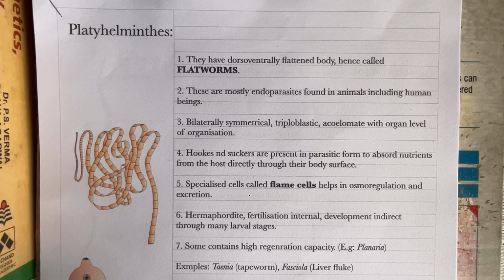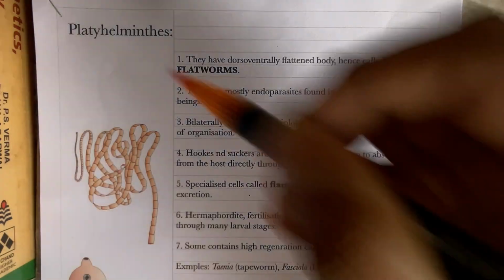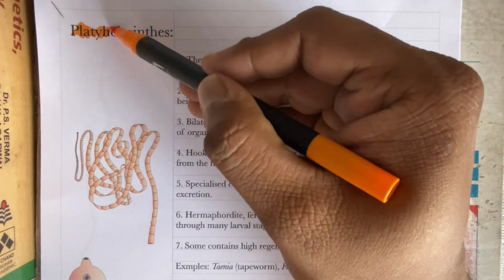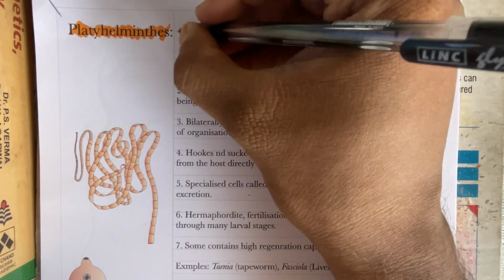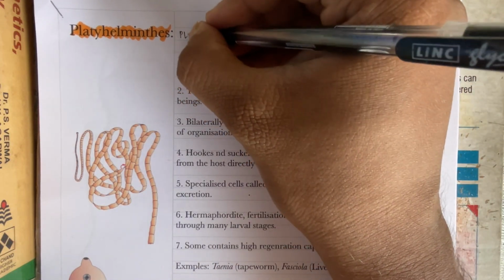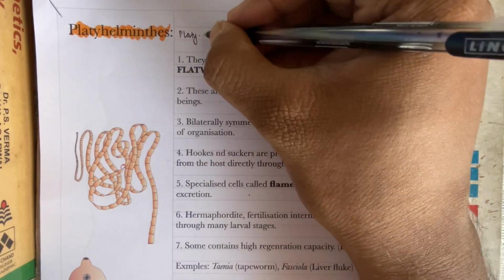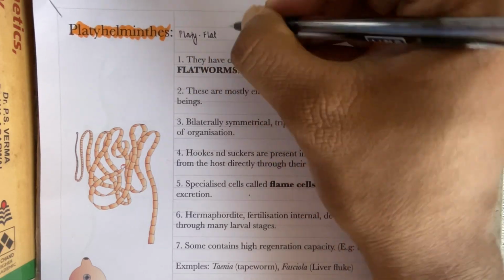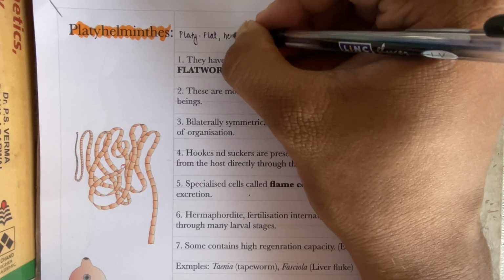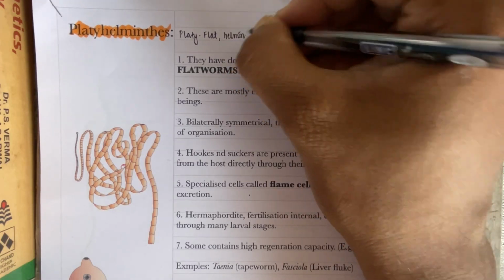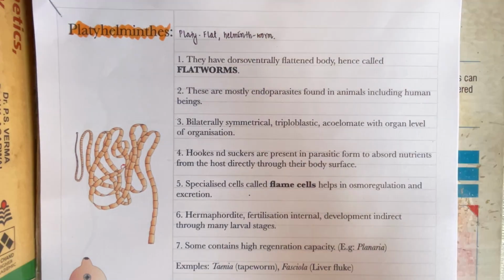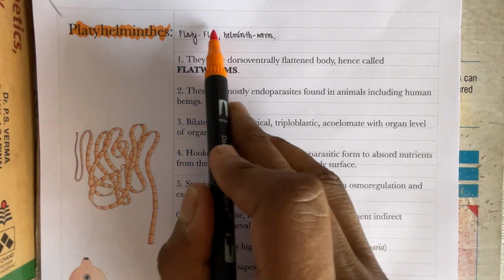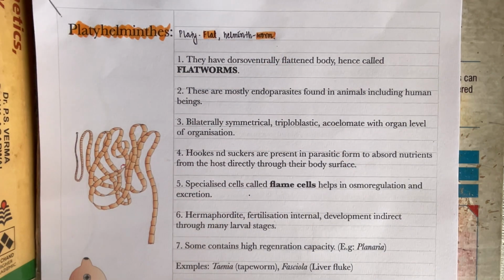So in today's video we will discuss the next phylum of the animal kingdom, and that is the platyhelminths. As the name suggests, this platy word means flat, and this helminth word means worm. So basically in this phylum we are going to see flatworms, right?